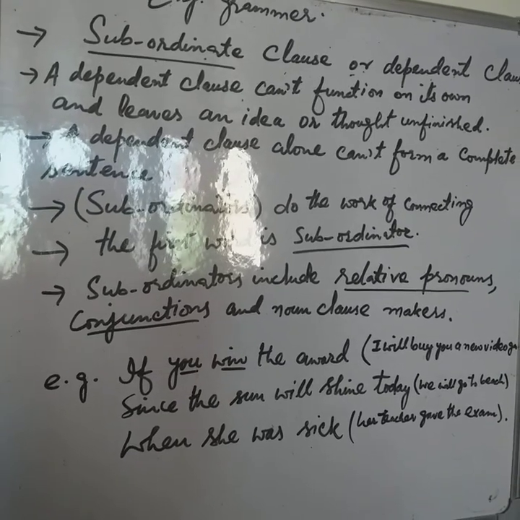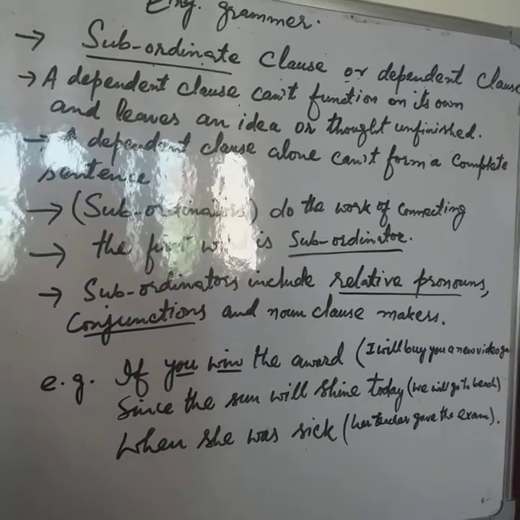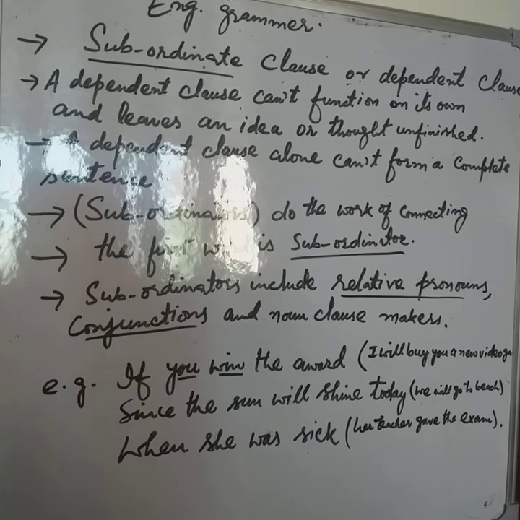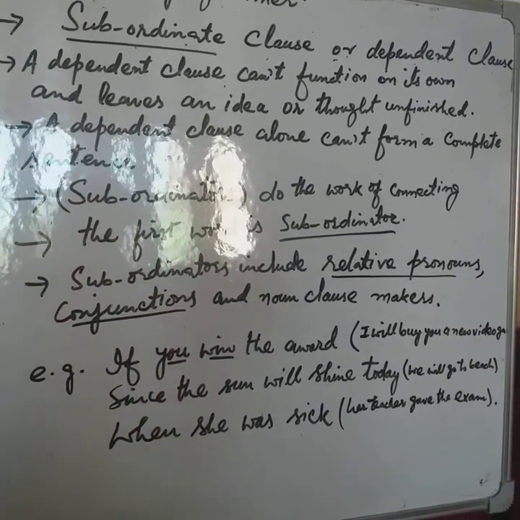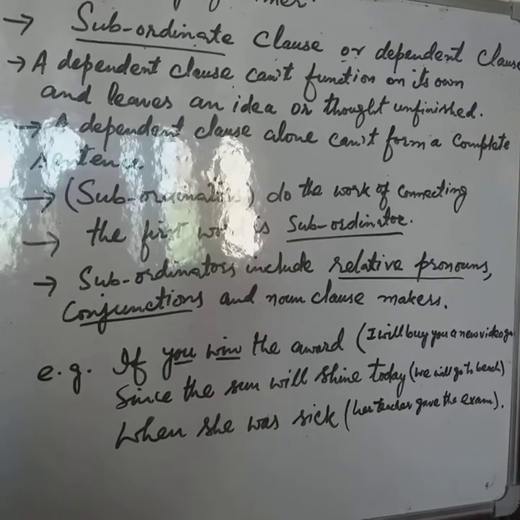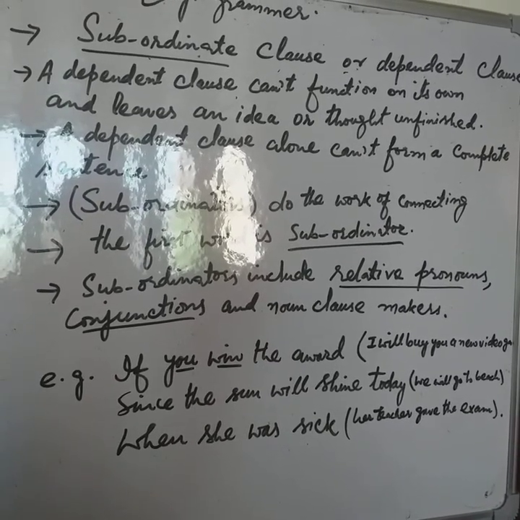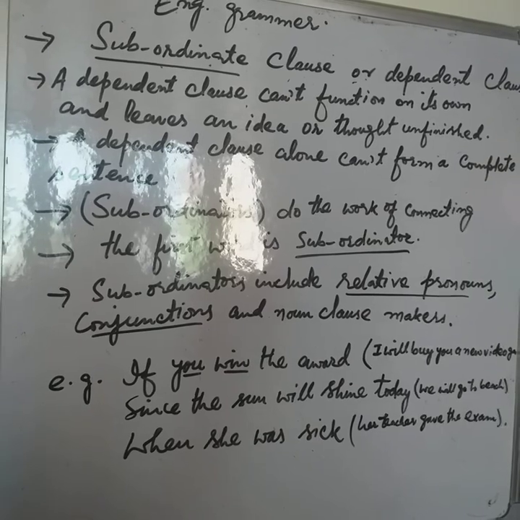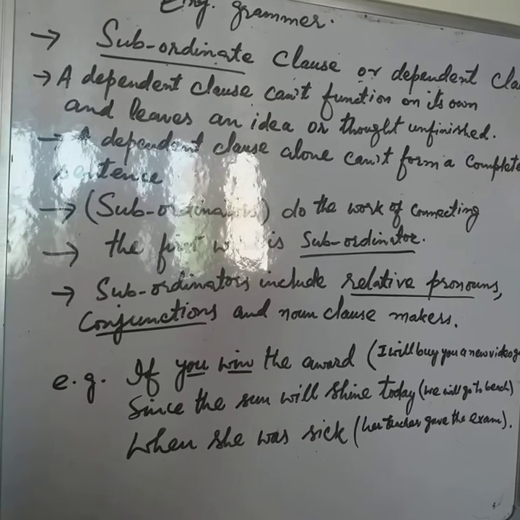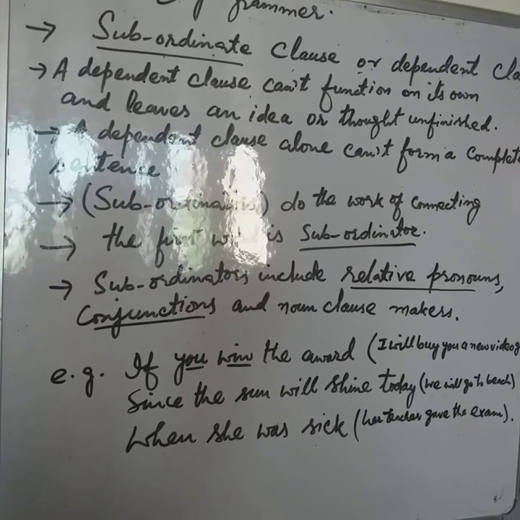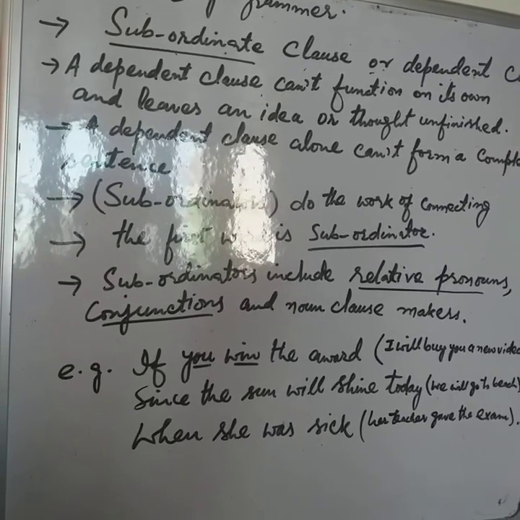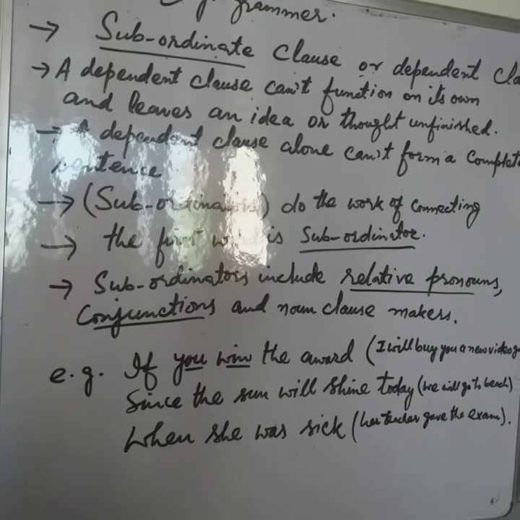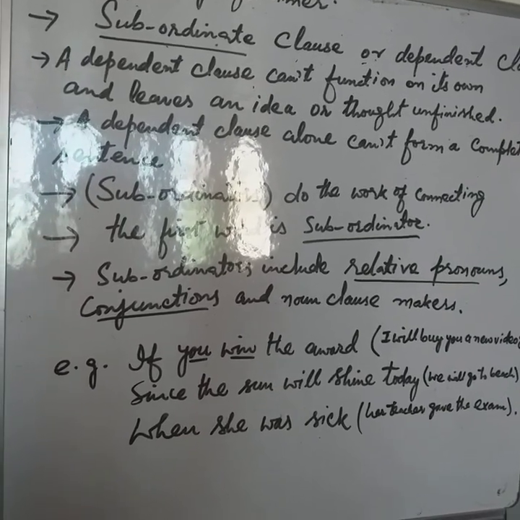Now here are some examples, dear students. If you win the award. Look at this part of the sentence: if you win the award. Here it represents a subordinate clause. Similarly, since the sun will shine today, this also represents a subordinate or dependent clause. When she was sick, this also represents a dependent clause or a subordinate clause.